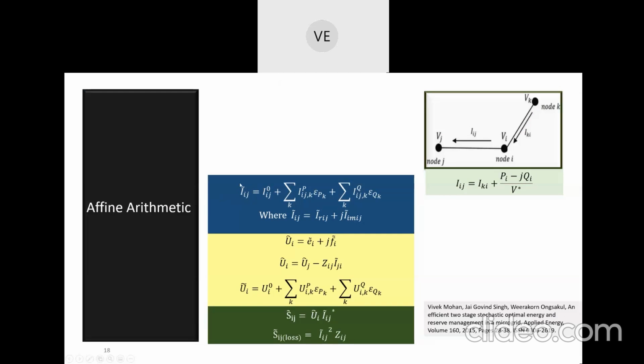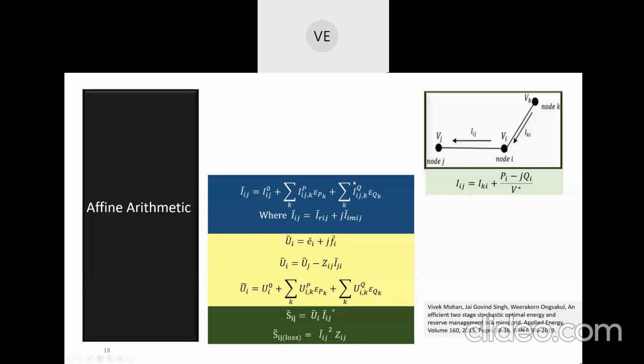So affine current Iij, this is a line current. Affine current Iij equals Iij0. What is Iij0? Iij0 is the line current corresponding to the deterministic scenario. What is the deterministic scenario? Without any uncertainties. That is the certain current Iij0. That means if we are depending completely on the information coming from the parking lot and assuming that this is accurate, then you will get some line current. That is what Iij0 is.